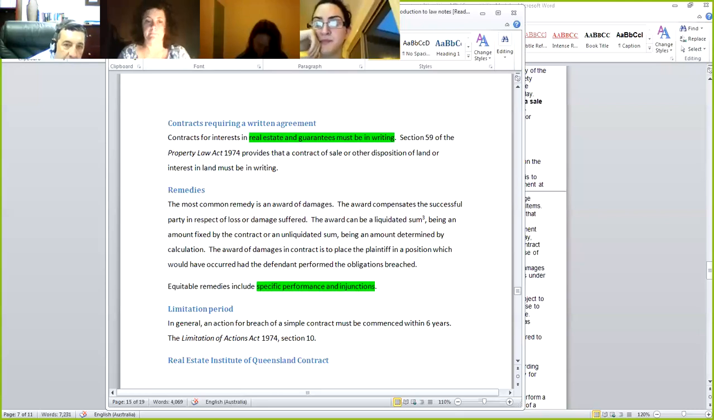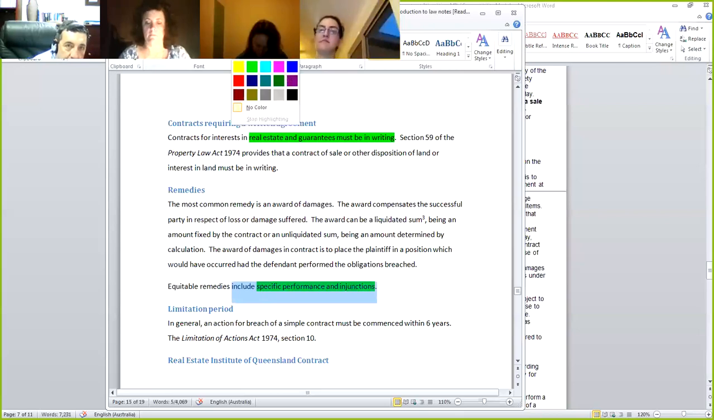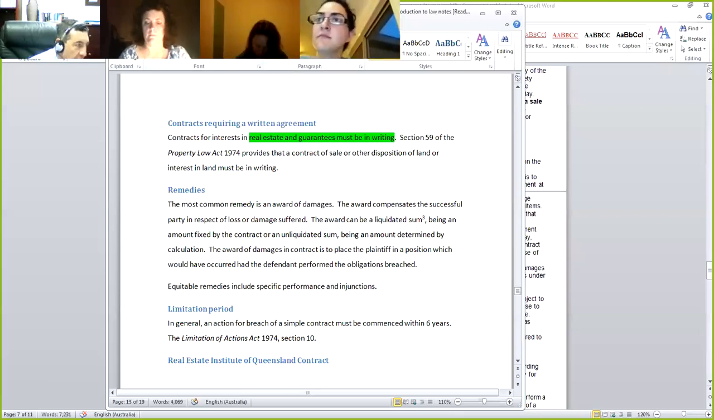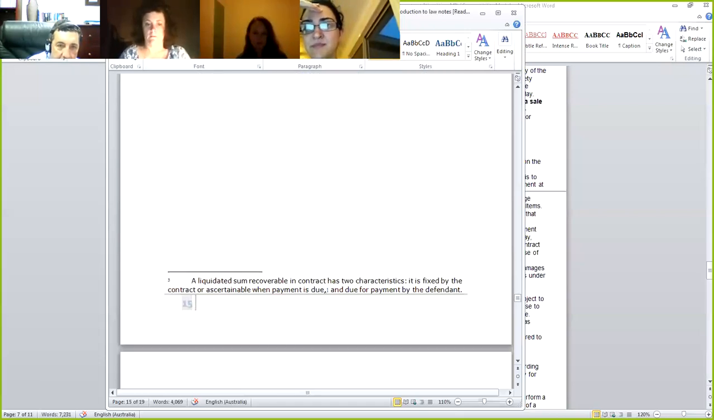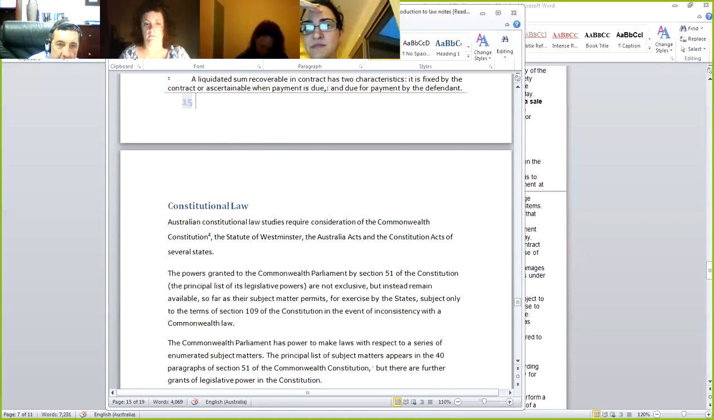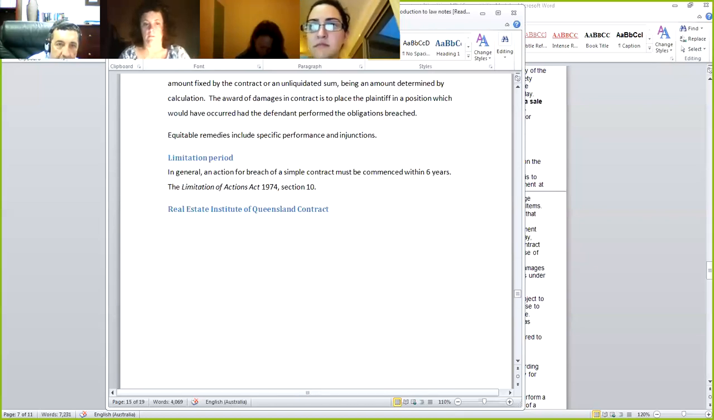An injunction's a different thing. An injunction is where you seek an order of the court to stop someone from doing something. And you've probably heard of injunctions in general readings. Limitation period: if you're going to sue for a breach of a simple contract, generally it's got to be within 6 years. And then we'll go from there.